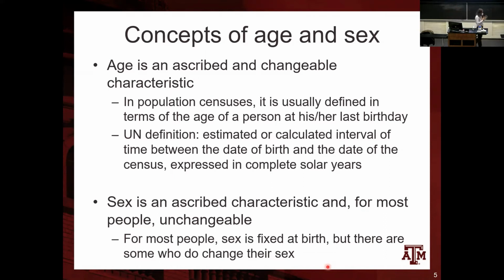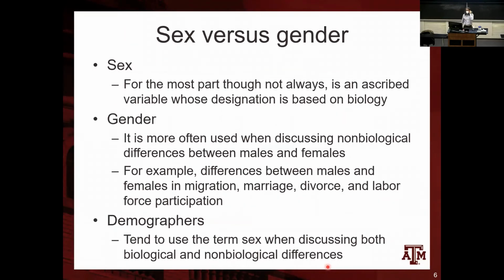But here I should say that age changes as people get older, of course, and sex usually doesn't change, right? And we just want to know the distribution, the structure of the population by age and sex. Sex, for the most part, not always, is an ascribed variable whose designation is based on biology.